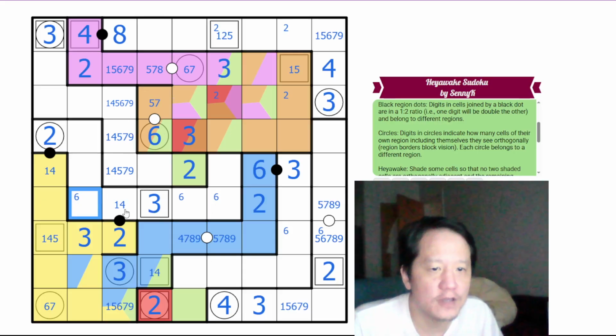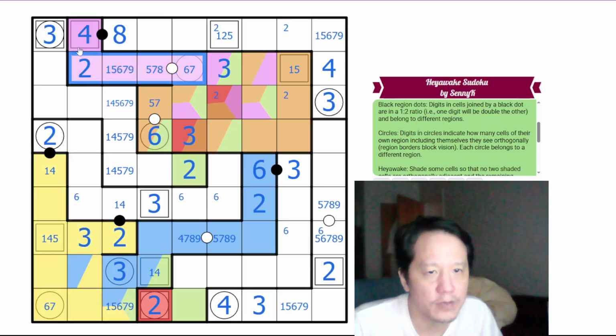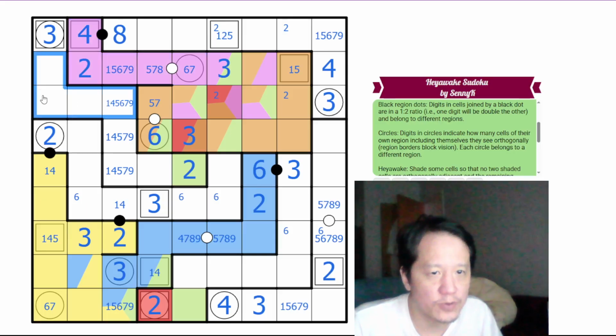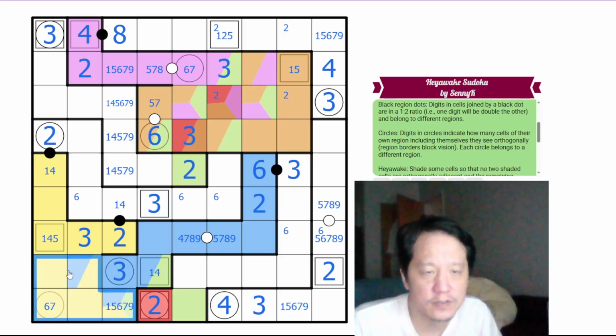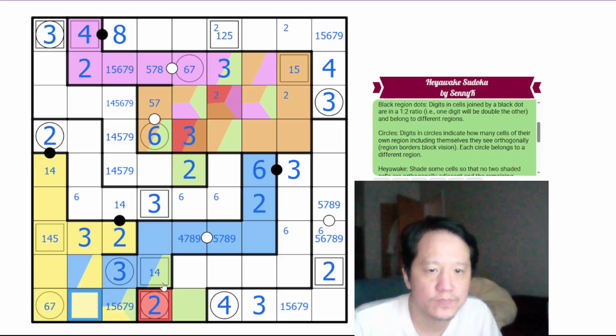We have yellow can only go here. Well, pink could go here. 6 in this upper left-hand region is here. 6 in the yellow region is one of these 3. It's actually one of these. Shoot.